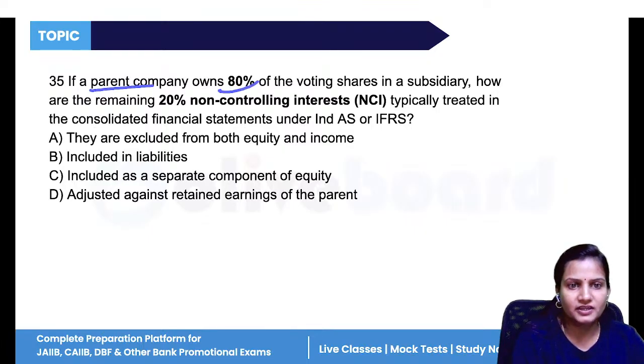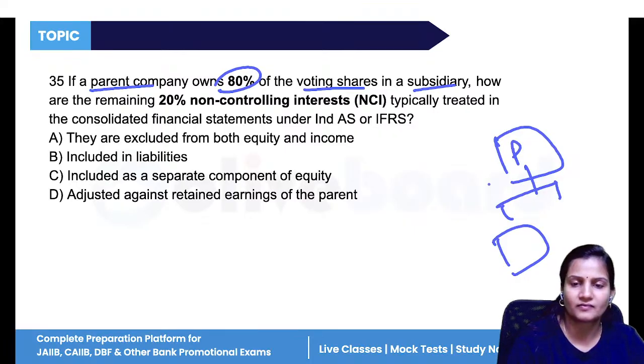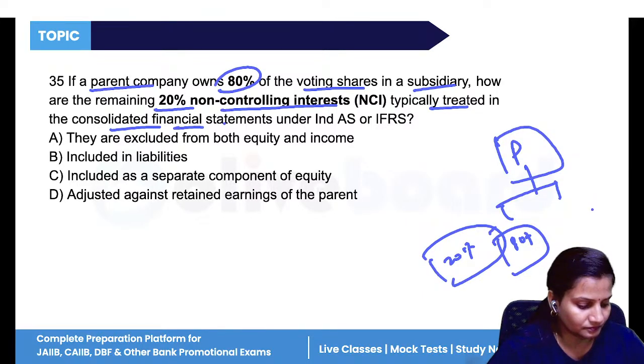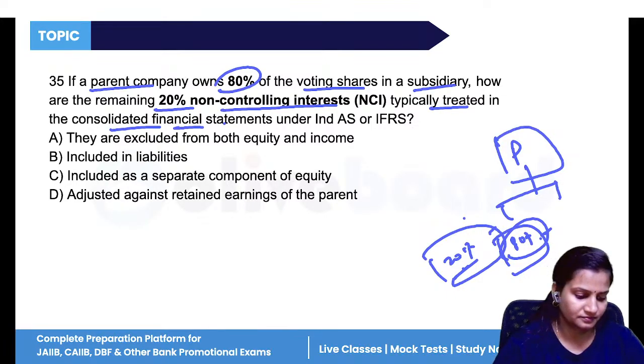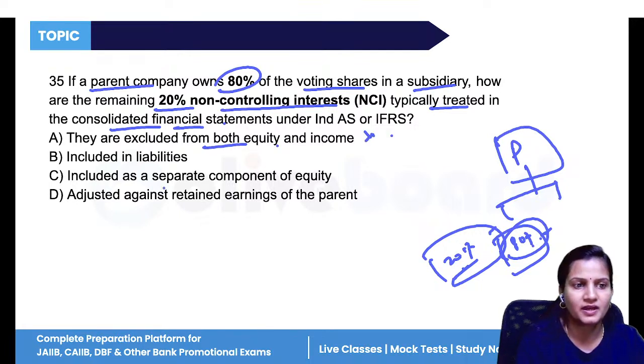Now next. If a parent company owns 80% of the voting shares in a subsidiary company, how are the remaining 20% non-controlling interests typically treated in the consolidated financial statement? The parent company is controlling only 80% of the company. The rest 20% is treated as, yes, it's B, correct. Are they excluded from equity? No, because they are part of the company. How can we exclude them? Included in liabilities, or included as a separate component of equity. Option number C.